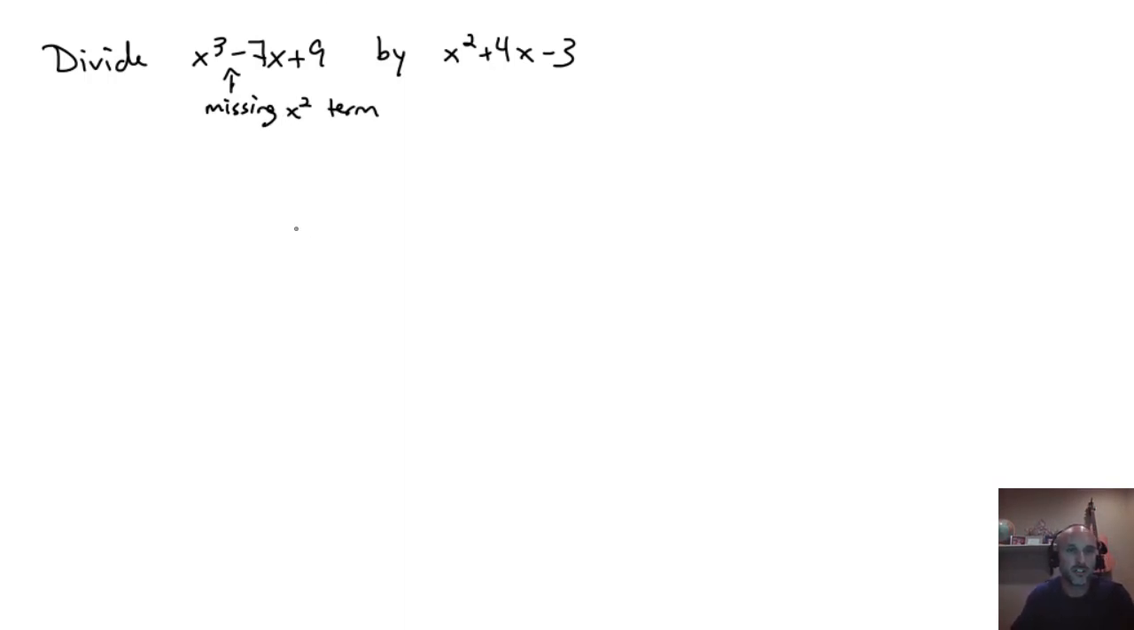So what we're going to do is write x cubed, and then plus 0x squared, because you don't have any x squared terms, but we need a placeholder here. You'll see why that's useful. Minus 7x plus 9.